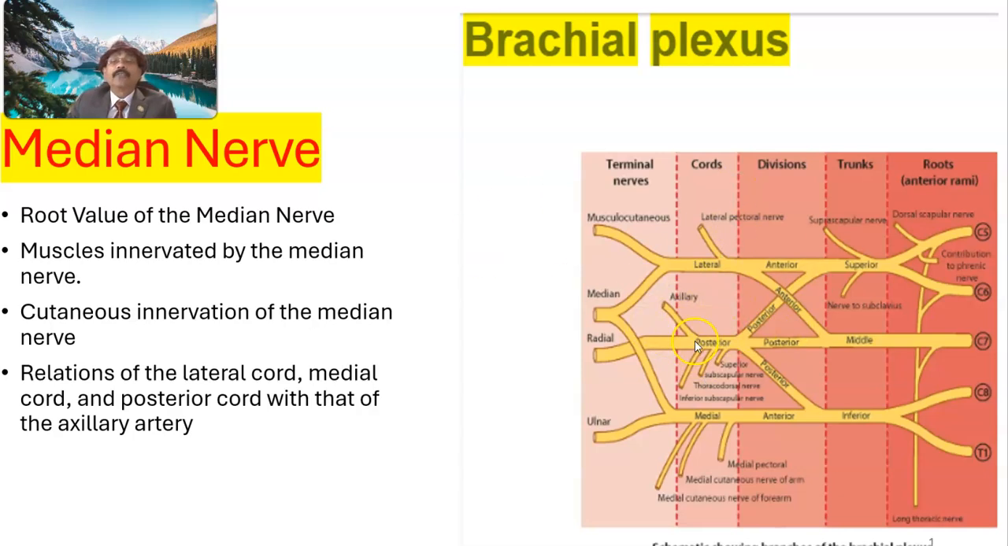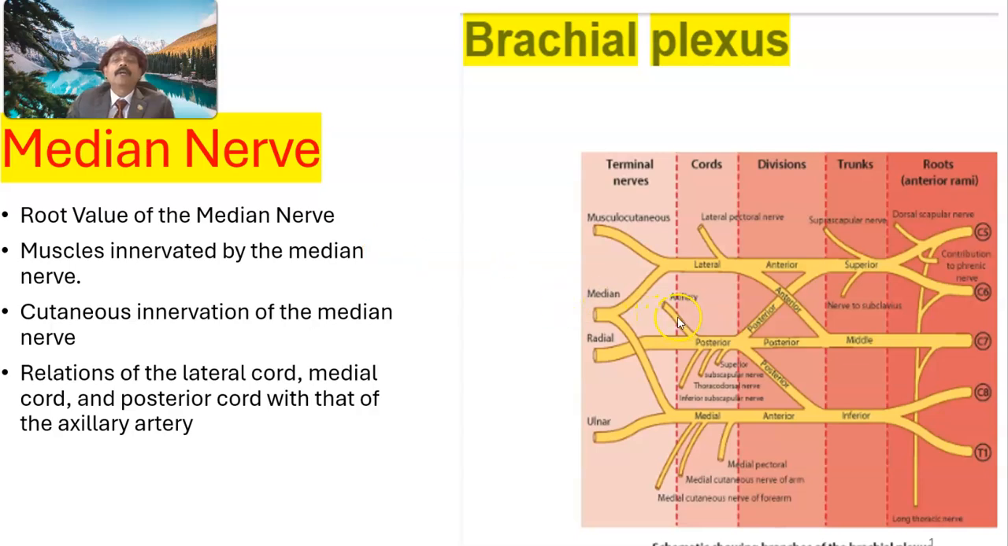And we got these 3 branches of the posterior cord. We have also 2 terminal branches. One is the axillary nerve, and another is the radial nerve. The axillary nerve is in relationship to the surgical neck of the humerus, and passes through the quadrangular space along with the posterior circumflex humeral artery.